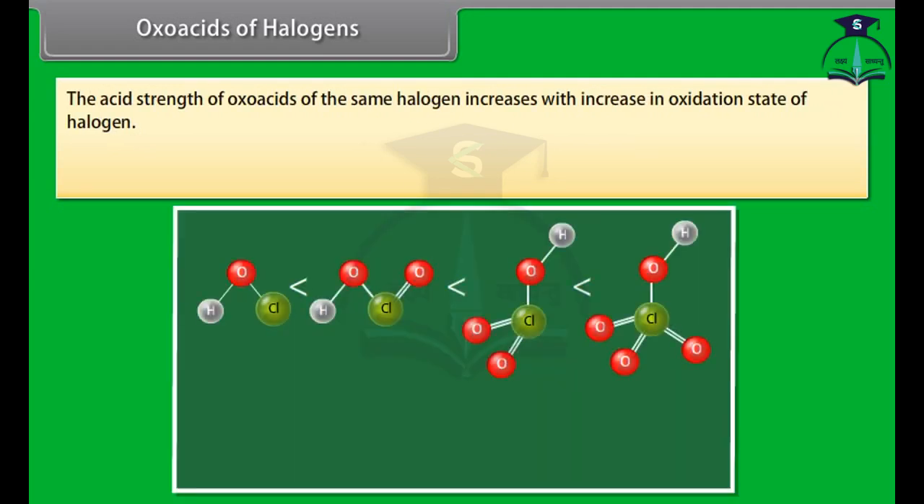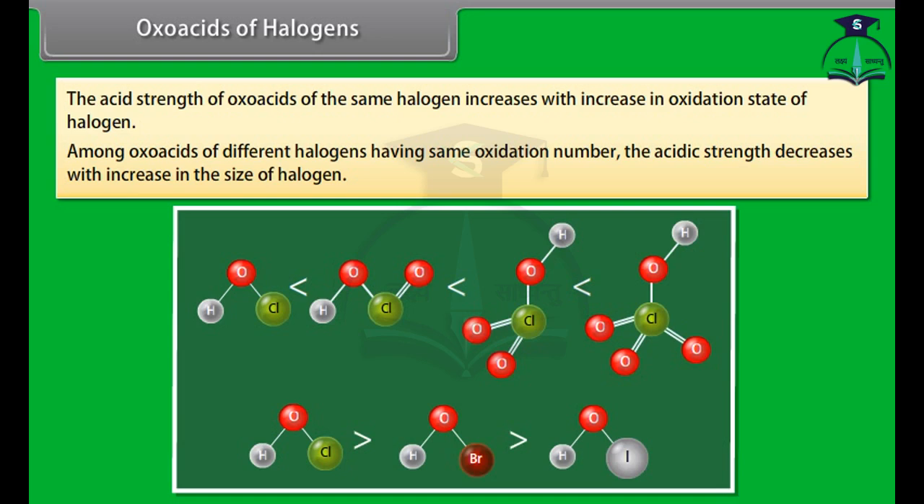The acid strength of oxoacids of the same halogen increases with increase in oxidation state of halogen. For example, the acid strength of different oxoacids of chlorine is in the order HOCl < HClO2 < HClO3 < HClO4. Among oxoacids of different halogens having the same oxidation number, the acidic strength decreases with increase in the size of the halogen. For example, the acidic character of the hypohalous acid series is in the order HOCl > HOBr > HOI. Greater the size of the halogen atom, lesser will be its electronegativity, and hence lesser will be the acid strength of the acid.